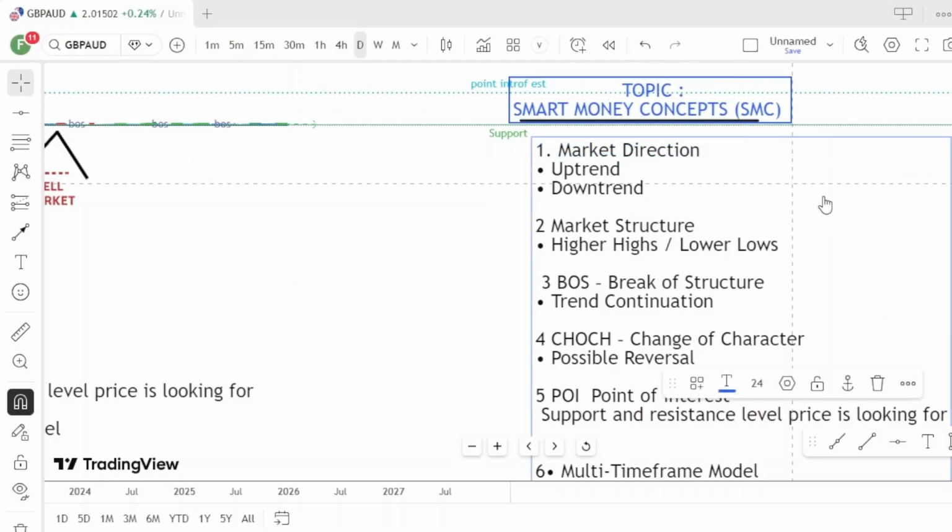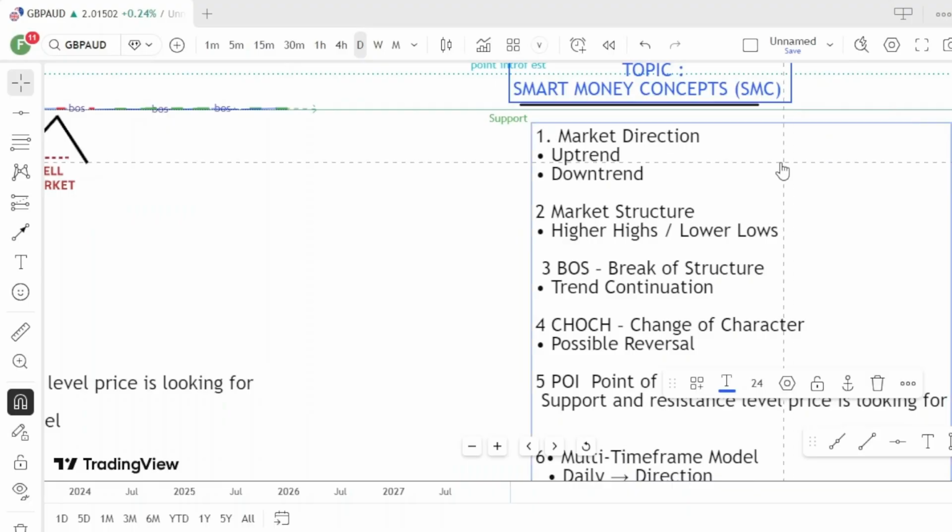If you follow these 7 rules that I've just mentioned while trading smart money concept, I'm positive you will be successful. So let's recap. Number 1, market direction. It's very important to know where the market is going, the directional bias. The market is uptrending or downtrending. Number 2, market structure. In understanding the market directional bias, you need to know if the market is making higher highs or higher lows.